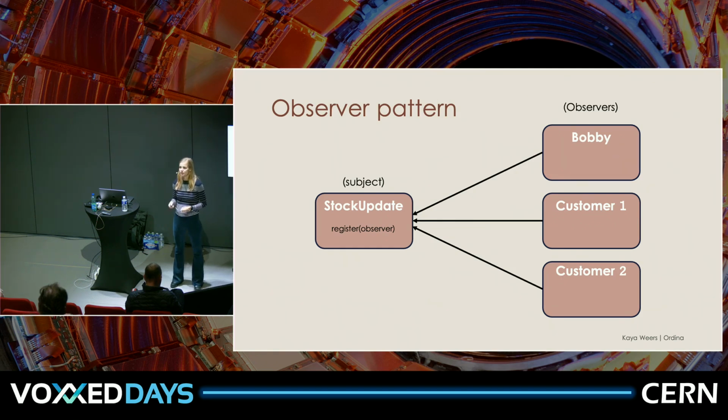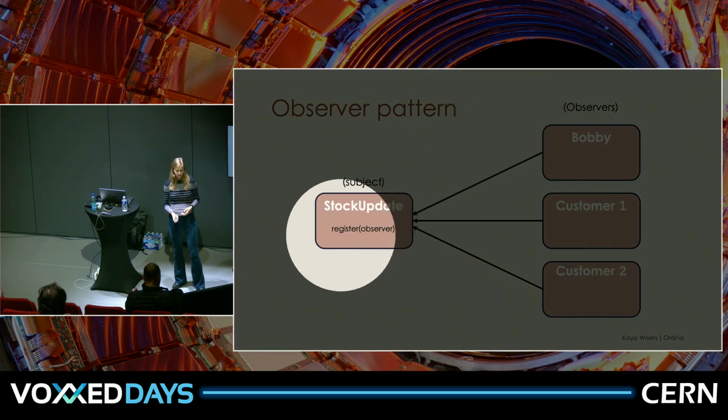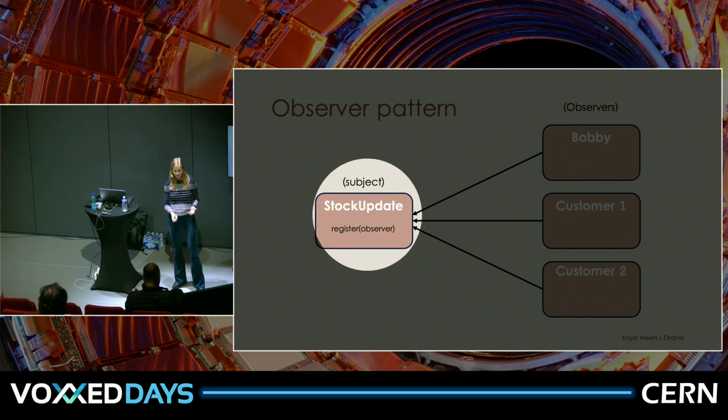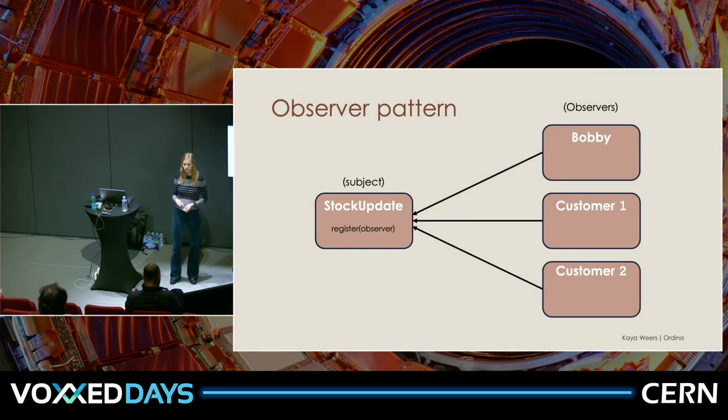On the left, we have the stock update. So this is the subject that has a state that the others are interested in. And on the right, we have Bobby and other customers, and they're all observers. So all the observers want to know when the state changes. But before they can be notified, they have to register themselves. They have to let that subject know that they're interested in the state. So first, they'll send a request and say, okay, I'm interested. So that's what they'll all do.